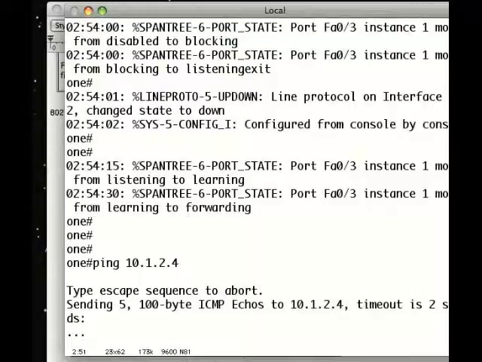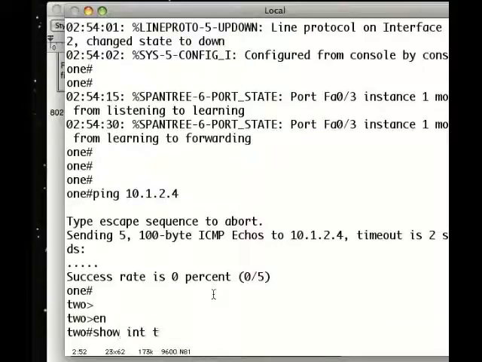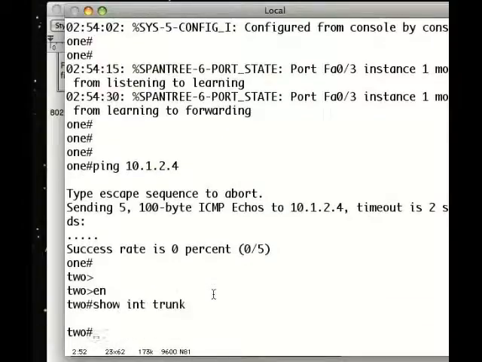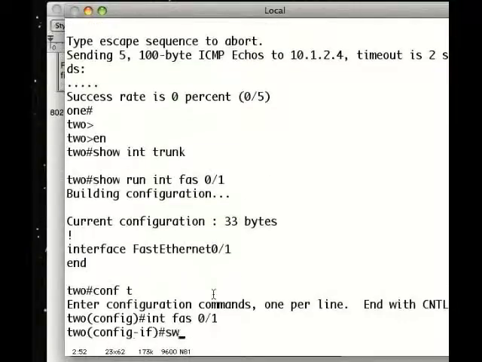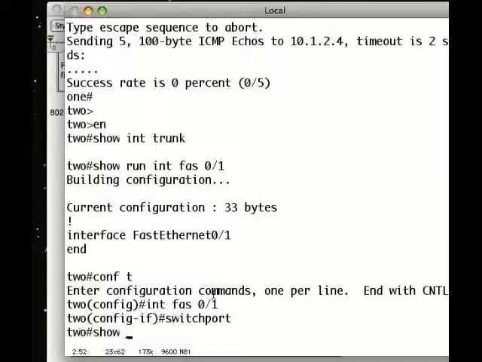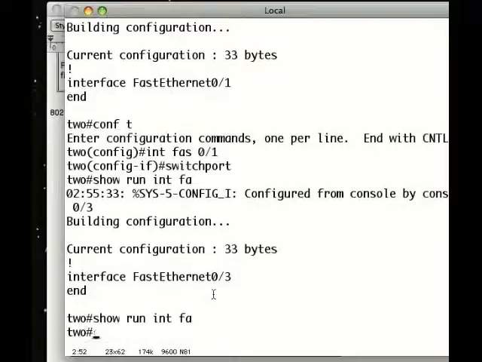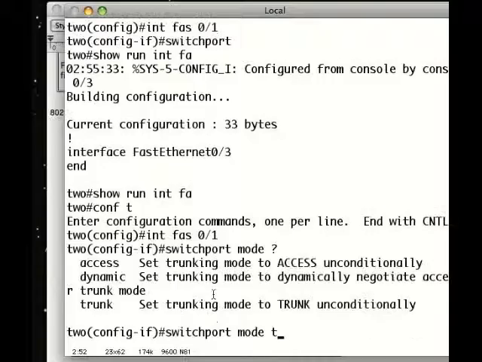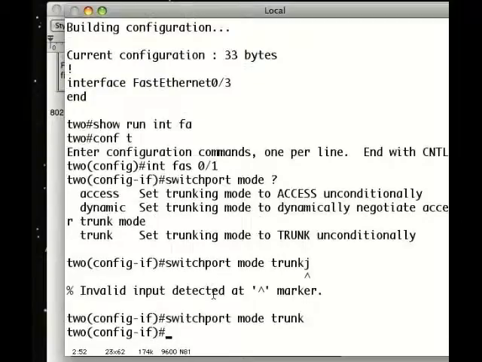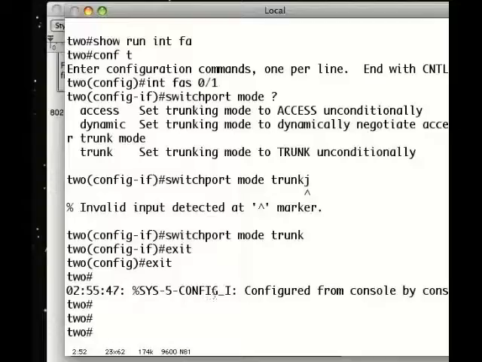Let's go and look at what the other switch thinks. So here I am on the other switch, show int trunk, show run int fast0/1. Conf t int fast0/1. I thought I show run int fast0/3, show run int fast conf t int fast0/1 switchport mode trunk. I thought I set trunk. Oh, this is switch 2. Wrong switch.